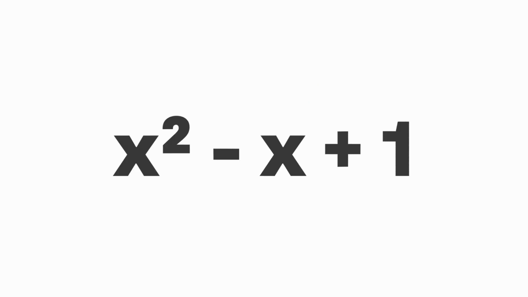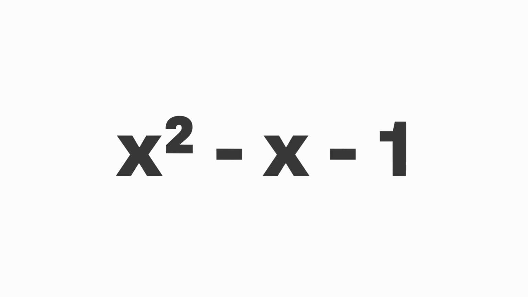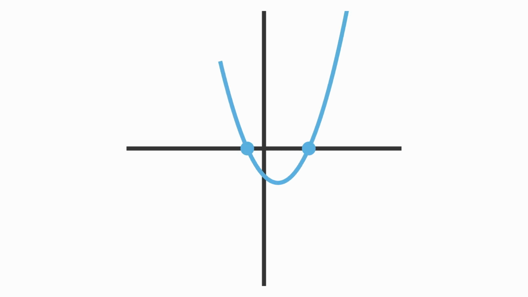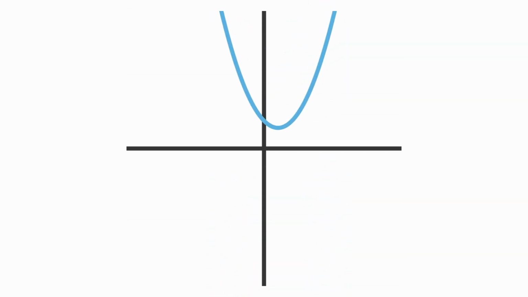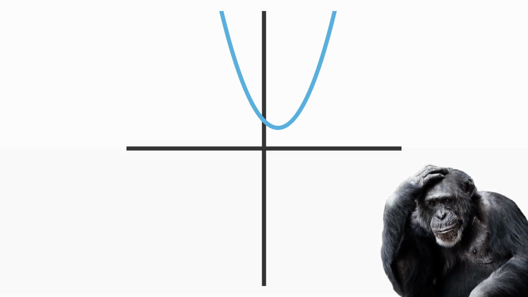But what you also might remember from high school algebra is that functions like x squared minus x plus 1 always have two values of x that, when plugged in, give back a 0. These are easy to see for x squared minus x minus 1. It's just the points where the curve crosses the x-axis. But what about our x squared minus x plus 1? The curve lies entirely above the x-axis, so there are no values of x that give 0.